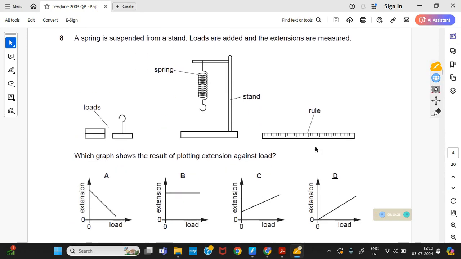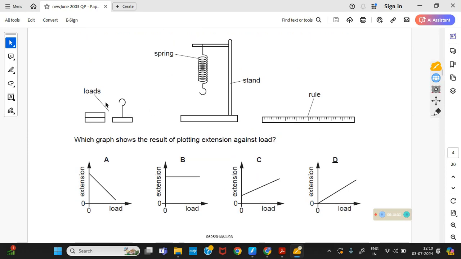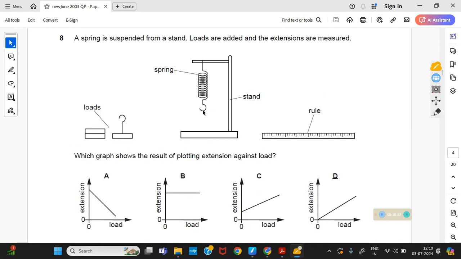A spring is suspended from a stand, loads are added and the extensions are measured. And this is a diagram for load. This is a spring. Here you can see no load is there. And this is a stand, this is a rule. Which graph shows the result of plotting extension against load?